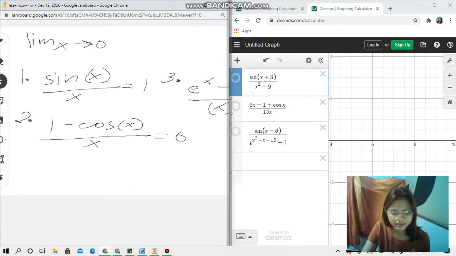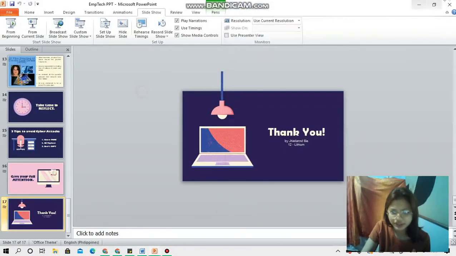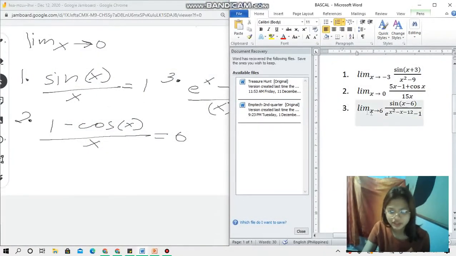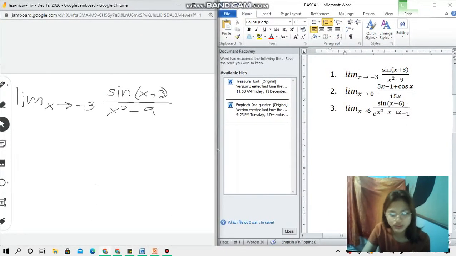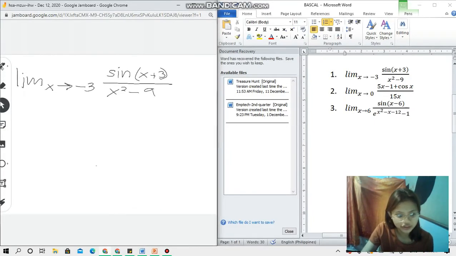Then let's move on to the examples. I have 3 examples here on the right. I have prepared them on the Jamboard. This is the first one. On this first one, we can use factoring the denominator and splitting the fractions.